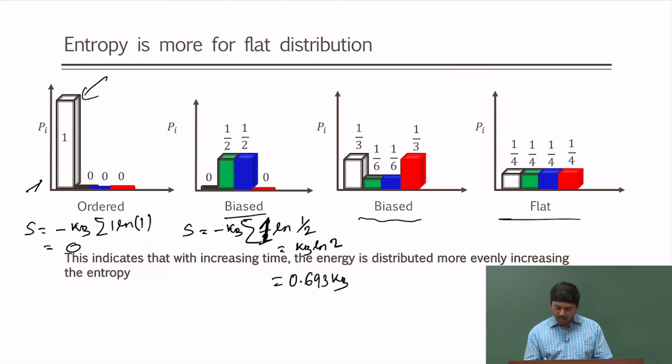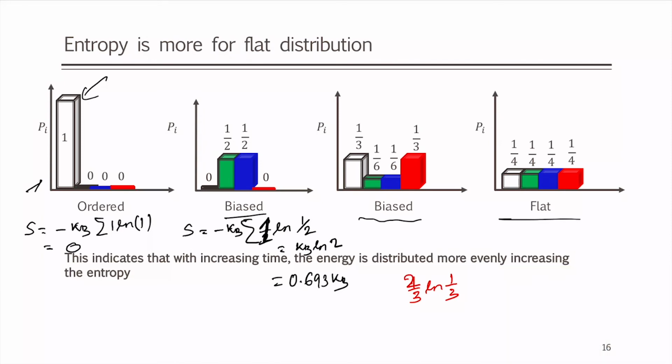And now let us talk about this biased distribution. There it will be 1 by 3 ln 1 by 3 twice, so it is 2 by 3 ln 1 by 3, plus 1 by 6 ln 1 by 6 twice, so 2 into 1 by 6 ln 1 by 6. This is the formula for this one, and let us see how much we get. Let us do the whole calculation here.